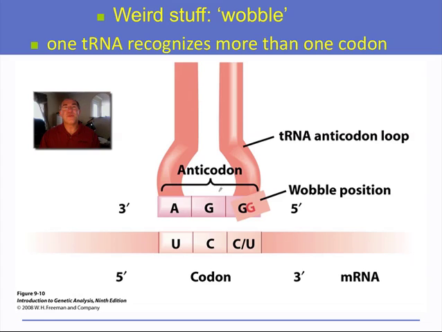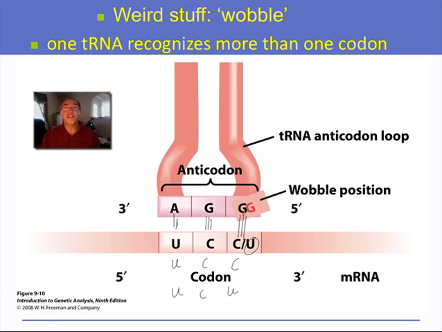Wobble is where a transfer RNA anticodon, you can see here AGG, may bind to codons that are not exactly correct. In other words, you expect the A to bind to a U and a G to bind to a C. And you expect the G to bind to the C, but you would not expect it to bind to the U, but it does. And so wobble is where an anticodon can bind not only U, C, C in this case, but also U, C, U.